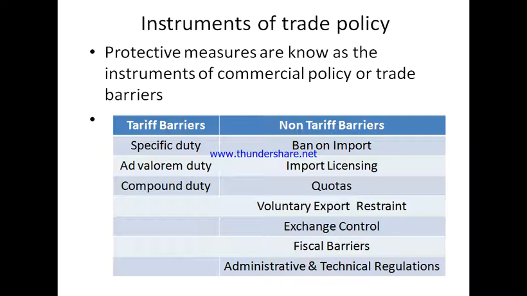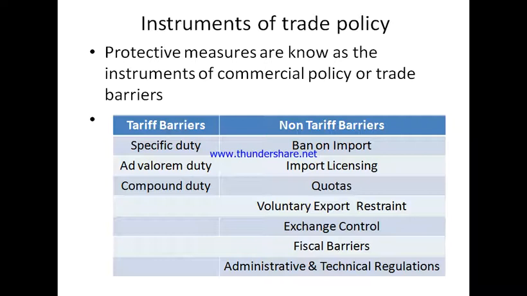So exchange interventions help, say, they can control the import. Then we have fiscal barriers also, to protect the domestic industry from unduly cheaper import, like anti-dumping duties and countervailing duties imposed by the government to save that. Then we have administrative and technical regulations also.